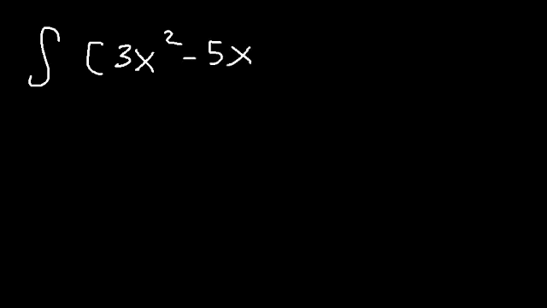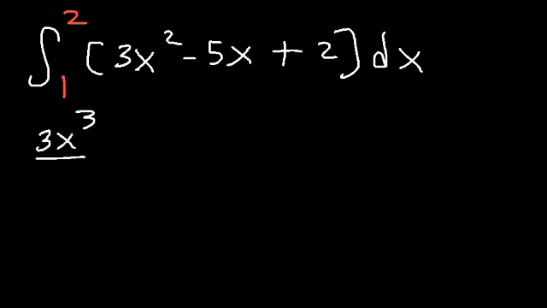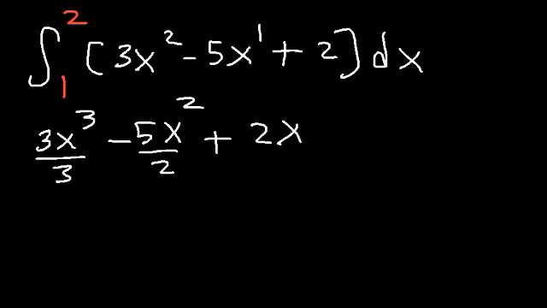Now what if we have a polynomial function? Let's say 3x squared minus 5x plus 2, evaluated from, let's say, 1 to 2. So you just have to find the antiderivative of each term. The antiderivative of 3x squared is going to be 3x cubed divided by 3. And the antiderivative of negative 5x is negative 5x squared divided by 2. Just add 1 to the exponent and then divide by it. And for a constant, simply attach an x to it.